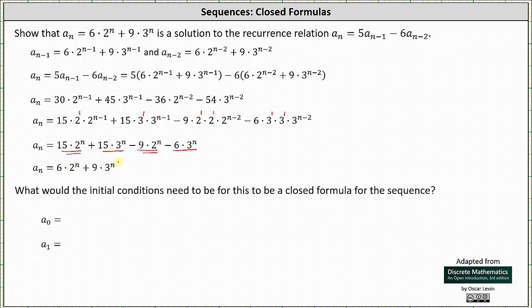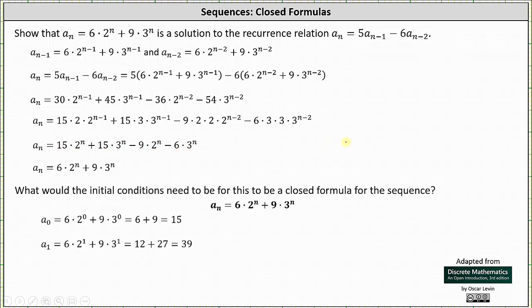And then for the second part, what would the initial conditions need to be for this to be a closed formula for the sequence? In order for the recursive definition and the closed formula to give the same sequence, a sub 0 and a sub 1 must be the same, which means we now need to determine a sub 0 and a sub 1 using the closed formula. Again, the closed formula is a sub n equals 6 times 2 to the power of n plus 9 times 3 to the power of n.